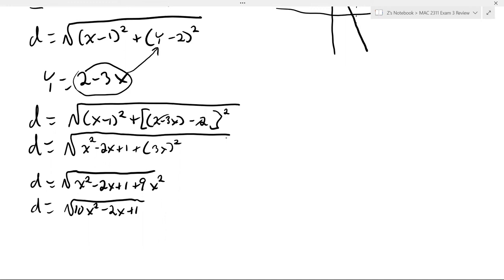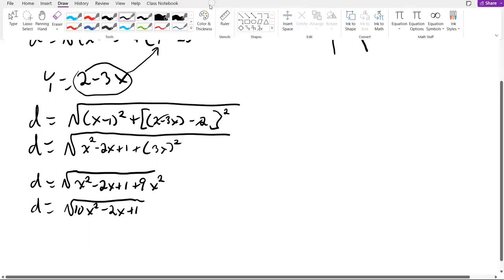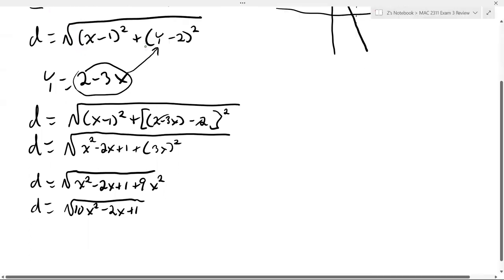And so now I can easily take the derivative of d with respect to x, only one variable, and I'm going to find the point at which that is equal to 0, which will give me, in this case, my minimum. Okay, so it looks like it would be a little complicated to take the derivative of a square root function, but luckily we have a little bit of a trick here. This function underneath here, inside the radical, the 10x squared minus 2x plus 1, I'm going to call that h of x. I'm just labeling it something.